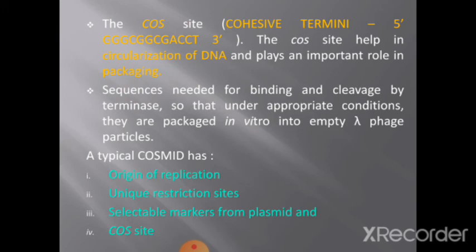Then the rest you can take from plasmids. Now, a typical cosmid should have one ori of replication because autonomous replication is needed. Then it should have unique restriction sites. Then it should have selectable markers from plasmid, and the cos site. Alright. So, these are the 4 requirements that a typical cosmid vector should have.